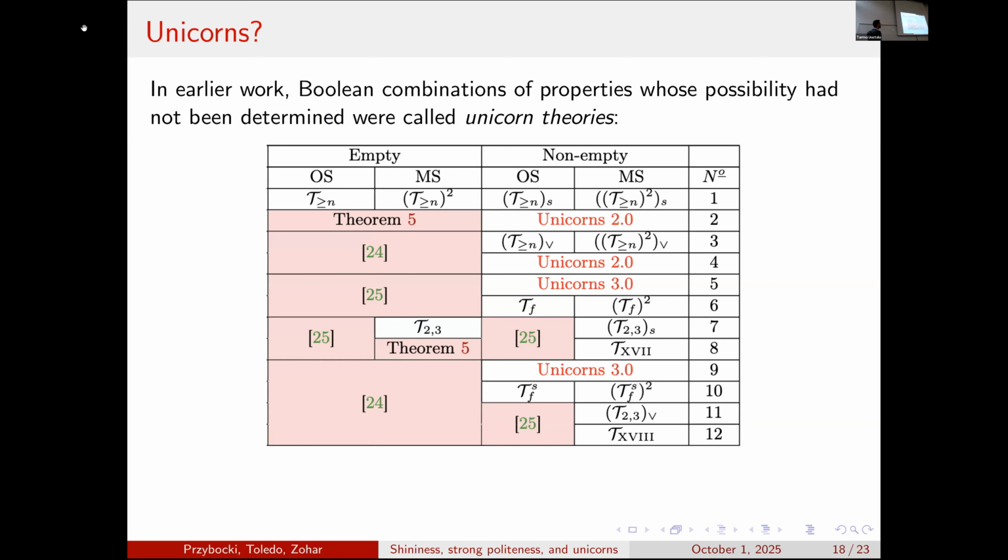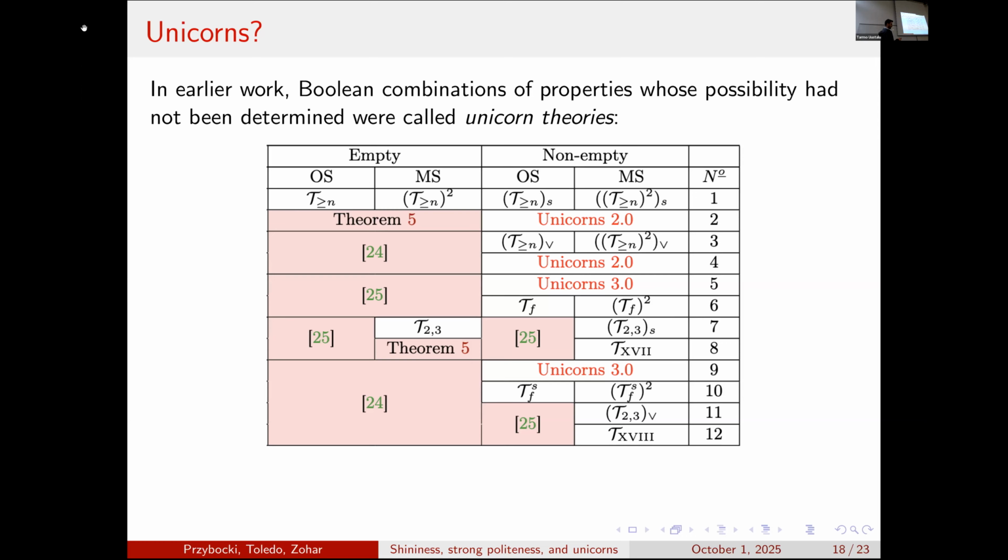Okay, so at this point, I guess I've talked about shininess and strong politeness. So I should address the unicorn in the room and explain why we have unicorns in the title. So in prior work, this is not the whole table, this is just a zoomed in snippet. There were certain Boolean combinations of properties that they weren't able to determine whether or not they're feasible. That is, whether there are theories that satisfy those properties. And they call those theories unicorn theories. And there were various flavors like unicorns 1.0, 2.0, and 3.0.